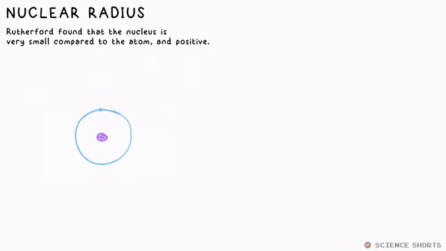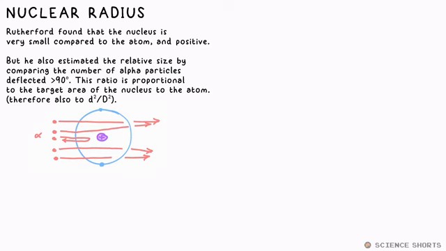You should remember from GCSE that it was Ernest Rutherford who discovered that the nucleus was positive and small relative to the size of an atom. But he also estimated how much smaller it was too, by comparing the number of alpha particles deflected back through an angle greater than 90 degrees to those that went through. This proportion gives you the ratio of the area of the target circle of the nucleus compared to the atoms. The root of this gives you the ratio of the diameters.